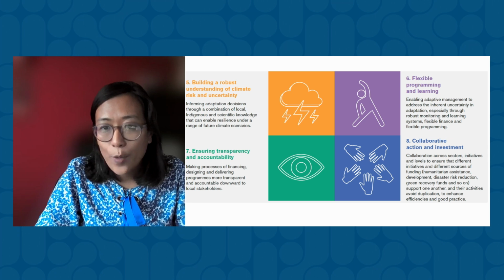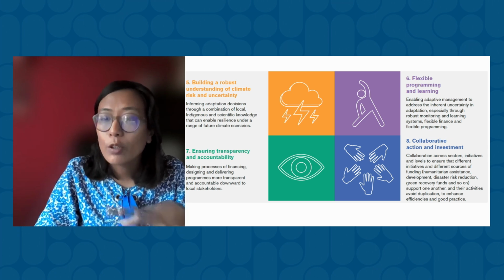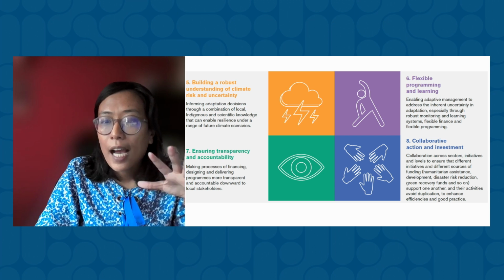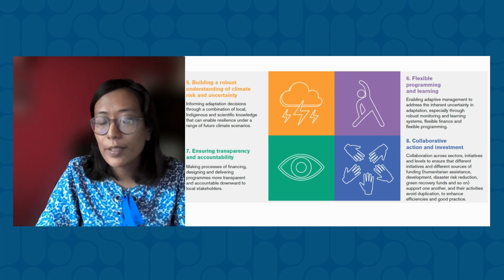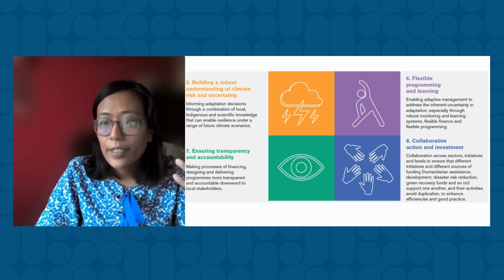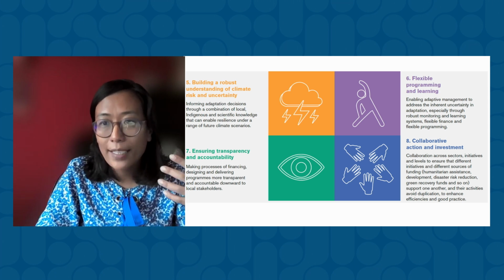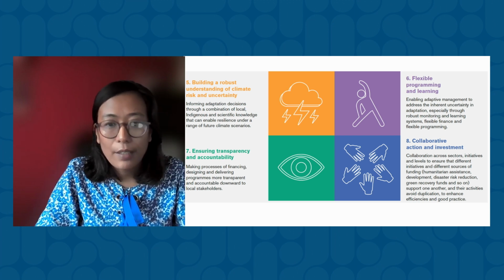The final and the eighth one is collaborative action and investment, which focuses on collaboration across sectors, across stakeholders for the initiative and levels to ensure that different initiatives, including the initiatives from the humanitarian assistance, development, disaster risk reduction, and so on, support one another. Firstly, also to avoid duplication, then to enhance efficiencies, good practices, and to scale up the practices. So these are the eight principles of the locally led adaptation.